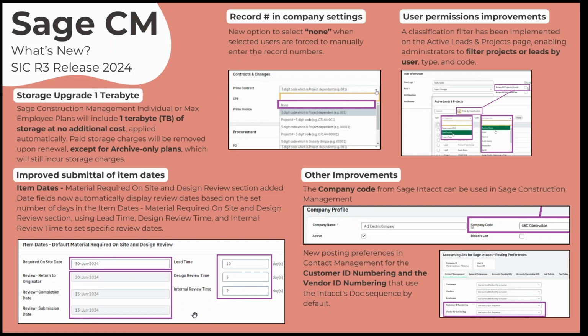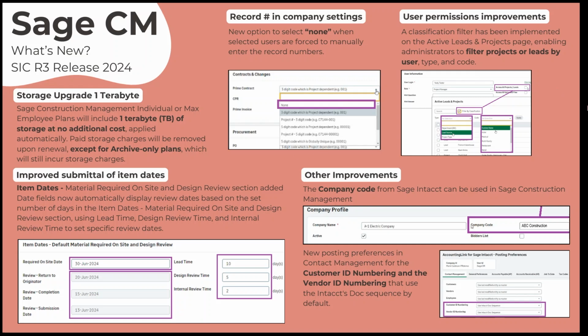And the set number of days in the item dates and materials required on site using lead time, design review time, and internal review time are going to be set to specific review dates. Just meaning whatever you put here, the numbers on this side will change based off of that. The record number in company settings now has a new option, so you can select none. When users select this, they are going to be forced to manually enter record numbers.